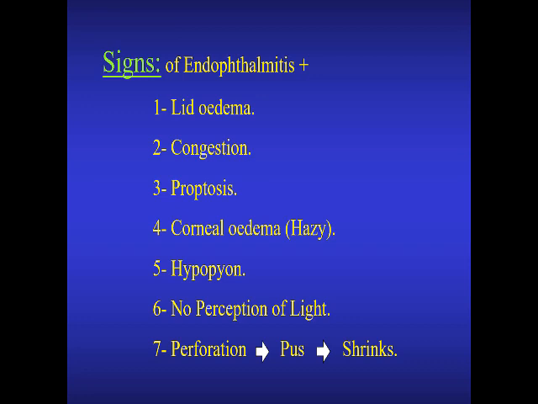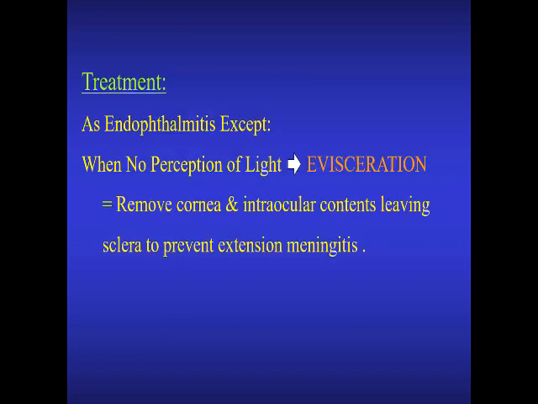Signs as endophthalmitis in addition to lid edema, congestion, proptosis, corneal edema or haze, hypopyon, the vision, no perception of light, there may be perforation leading to pus and shrinkage of the eye. The treatment as endophthalmitis by giving systemic, topical and subconjunctival intravitreal antibiotic, but when no perception of light, evisceration to remove the cornea and the internal content leaving sclera to prevent the extension of inflammation into the meninges.